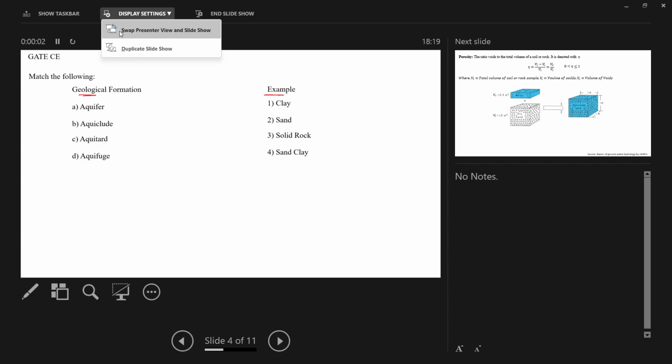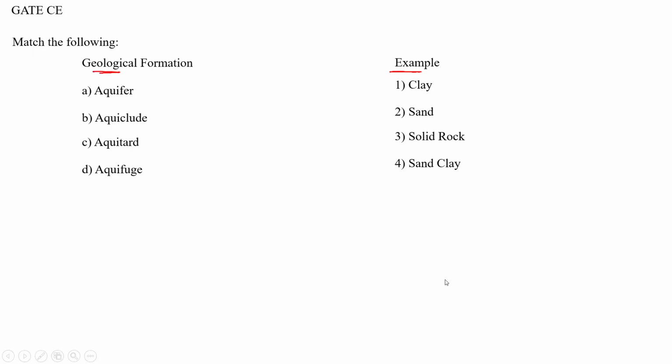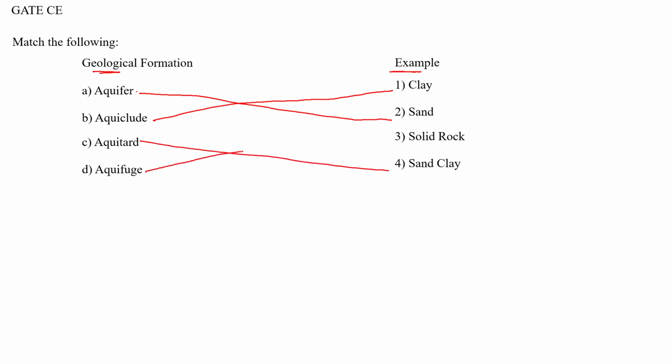Aquiclude is, let me draw so that it will be easy. Aquifer is sand. Okay. Yes. So aquiclude is clay. Aquitard is sandy clay. Okay. Aquifuge is solid rock. Very good. Because like fuge, I told, no storage, no percolation. Aquitard will be storage but less yield. Aquiclude, storage, no yield. For aquifer, storage as well as good yield.